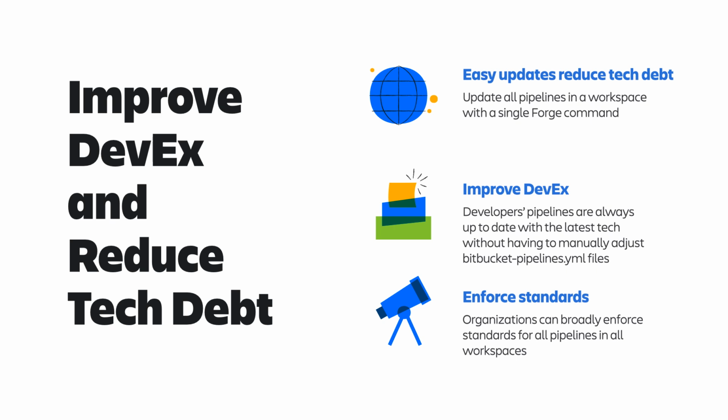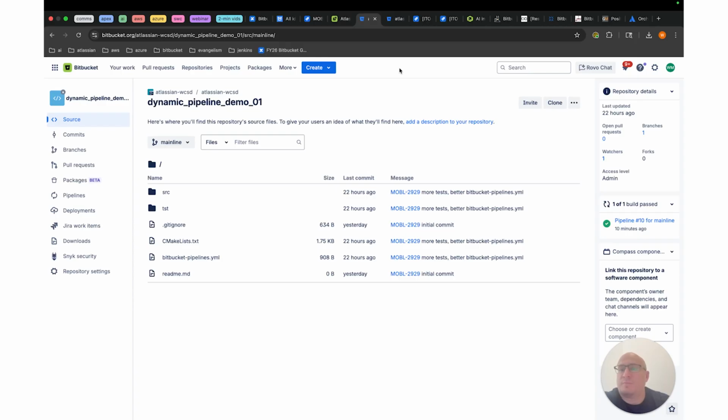With dynamic pipelines, organizations can update all pipelines in a workspace with a single forge command. This means that developers get to spend more time building software and solving problems for their customers, and organizations can broadly enforce pipeline standards, ensuring that all required static analysis and testing is being executed by all pipelines in a workspace. Alright, we're starting off in the Dynamic Pipeline Demo 1 repository.